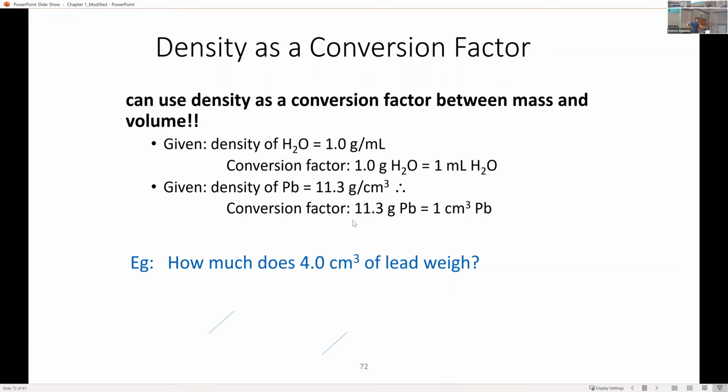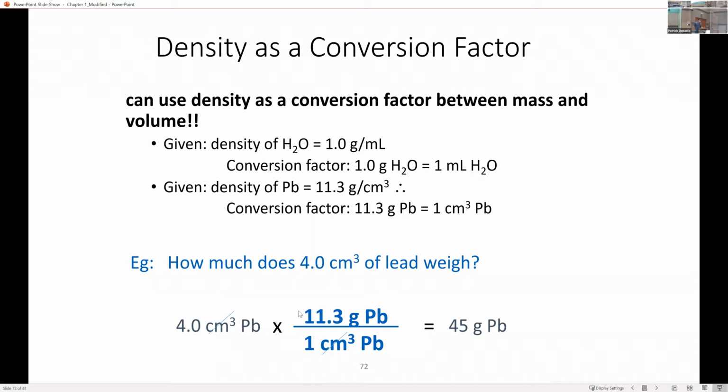But the correct way to do it is 4.0 milliliters, and then you're going to use your conversion factor that 1 milliliter is 11.3 grams. So you would do 4 times 11.3 over 1, and you would end up with your answer. Just like this, and your answer is 45. So you can also use density as a conversion factor.